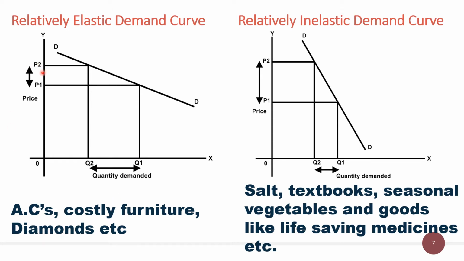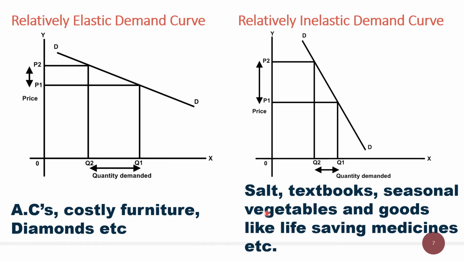It is noticed that if the price of diamonds falls by a small amount, the quantity demanded of diamonds increases to a large extent, because the price of diamonds rarely falls, and if it does, it falls by a small amount. So people react by demanding more diamonds and take advantage of the slight fall in the price of diamonds. So it will be with the case of ACs and costly furniture.